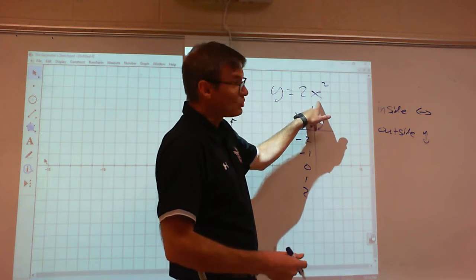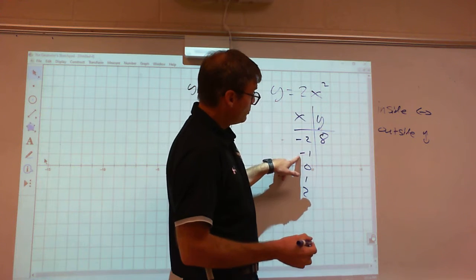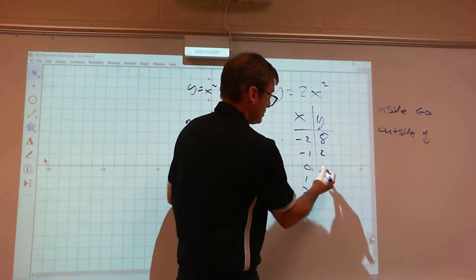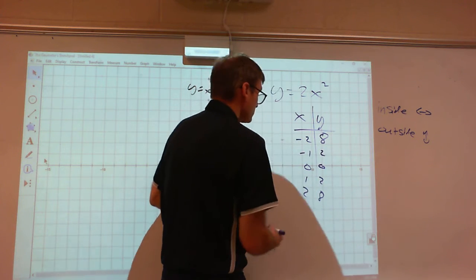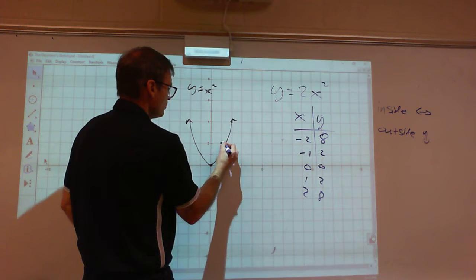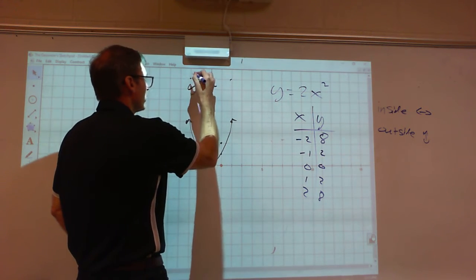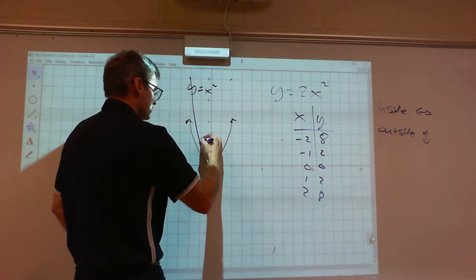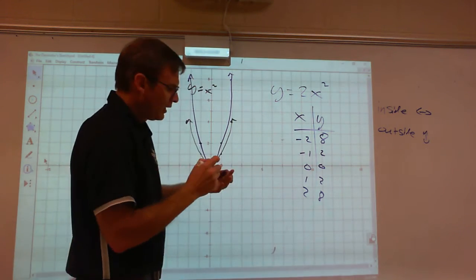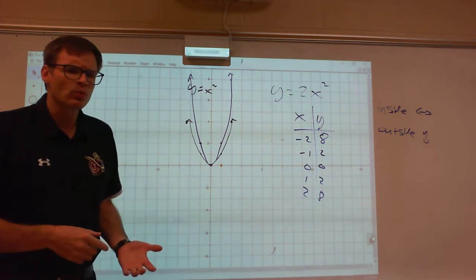Then I'm going to do -2 squared, I get 4. 4 times 2 is 8. -1 squared is 1, times 2 is 2. 0 times 2 is 0. At 1 I'm at 2. At 2 I'm way up here at 8. Now if I draw this, I still have a parabola, right? I still have a U, but there's a difference.